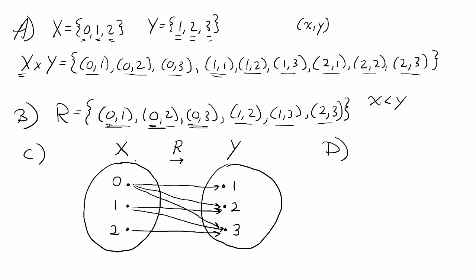So the 2 things that had to be satisfied: each of the elements here in set X had to be used, right? Each of the elements in the domain has to be used. That is true. There's an arrow coming out of 0, 1, and 2. But you can only have 1 arrow coming out of each of those. So this is not a function, because you've got elements in X that are mapping to more than 1 element in Y.